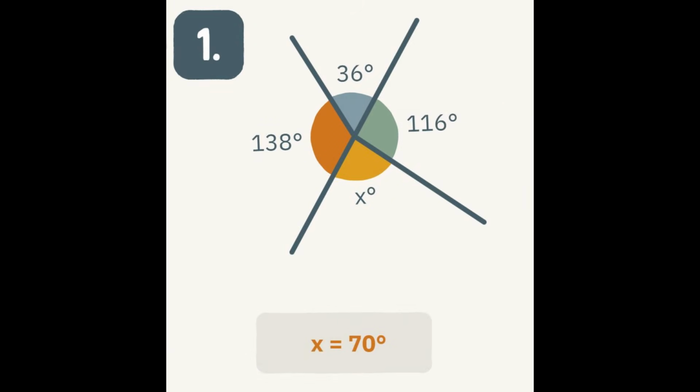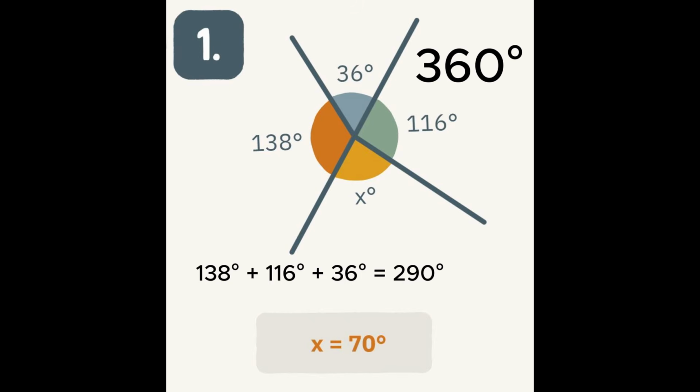So for question 1, did you realise that we had 4 angles around a point? And the angles around a point and a full turn must total 360 degrees. So when you add 138, 116 and 36 together, you get 290 degrees. So if you then subtract 290 degrees from 360, or count on from 290 degrees until you reach 360 degrees, you will get the answer x equals 70.